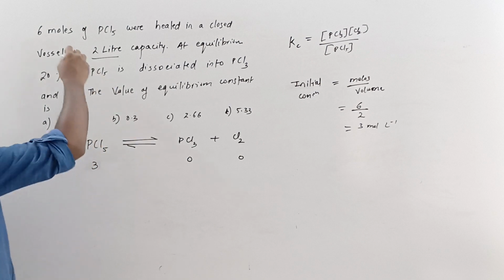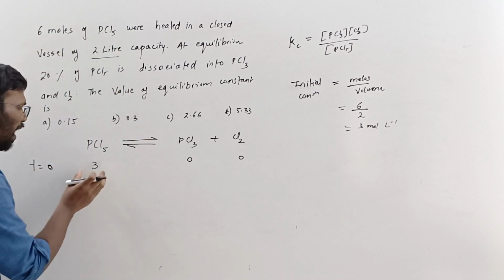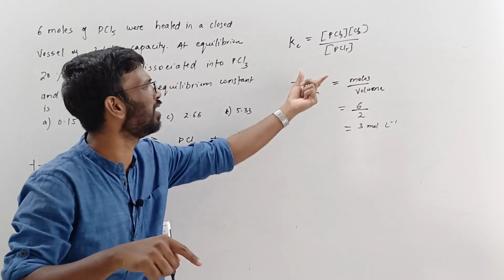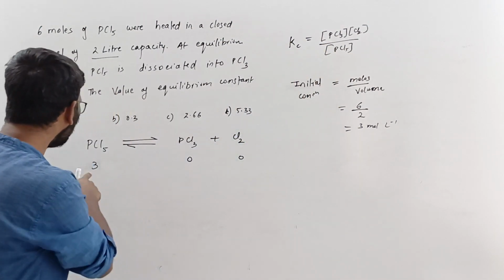It is just a value. It is telling how many molecules will be there. But I want a concentration. Remember, this square bracket means concentration. So the initial concentration is 3.